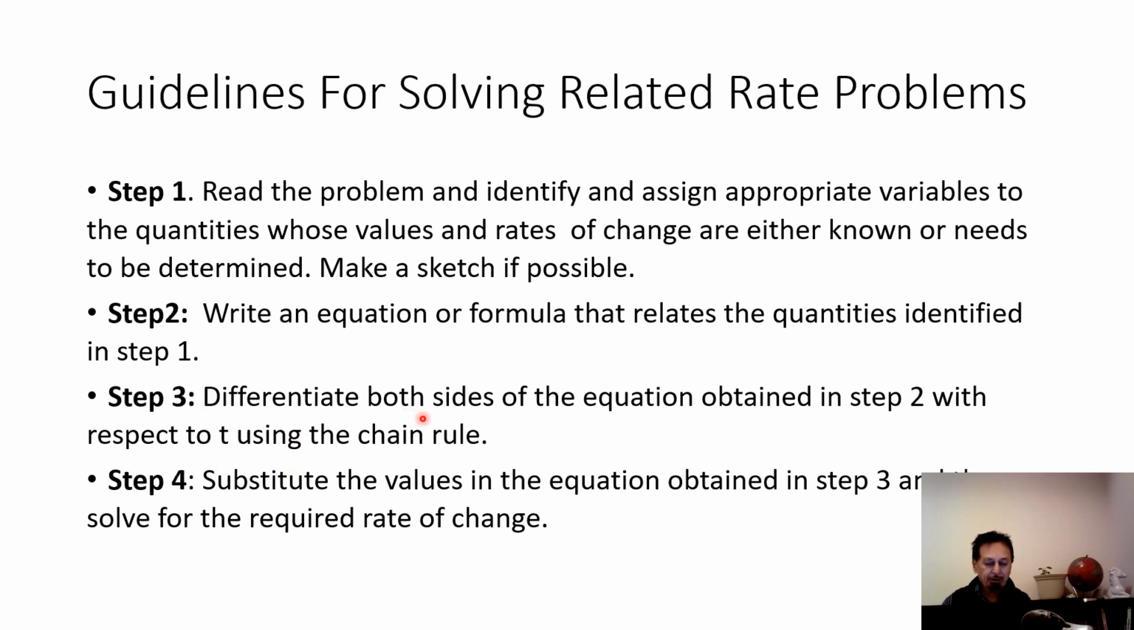Step 3. Differentiate both sides of the equation obtained in step 2 with respect to t using the chain rule. Then substitute the values in the equation obtained in step 3 and then solve the equation for the required rate of change.